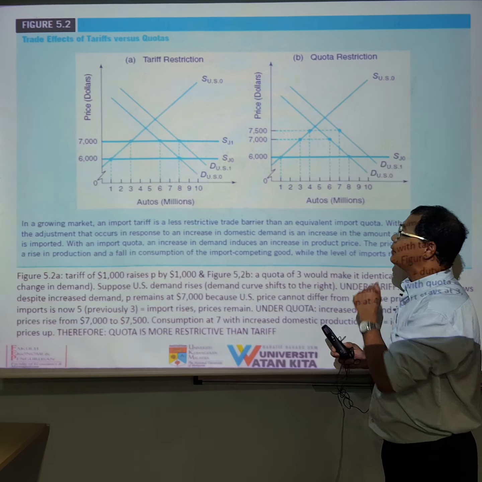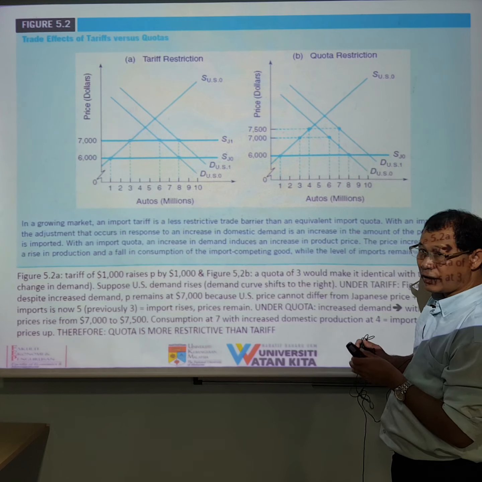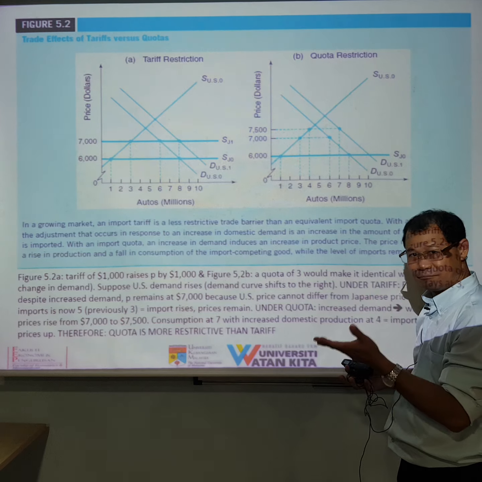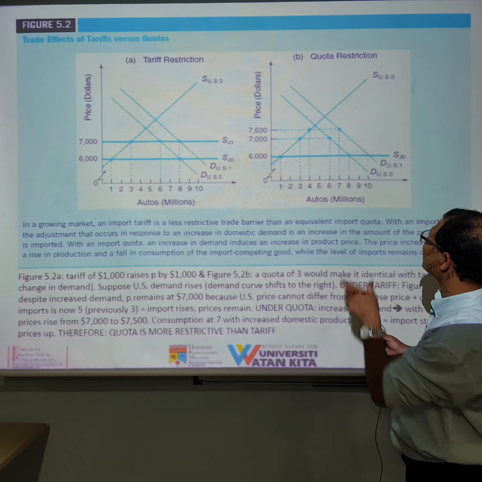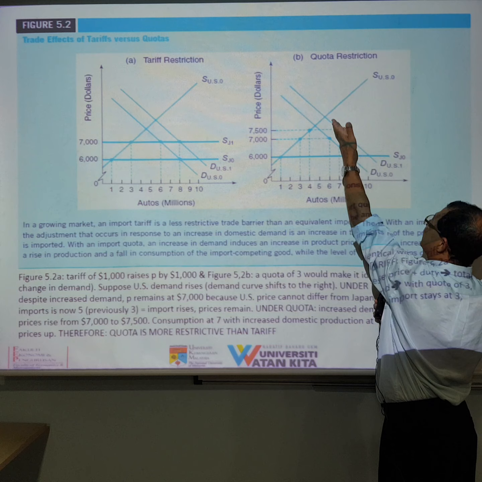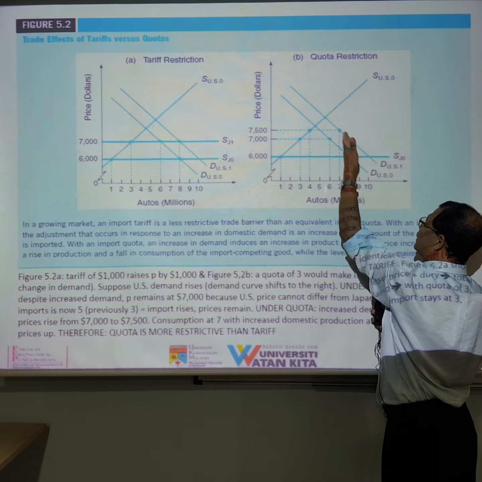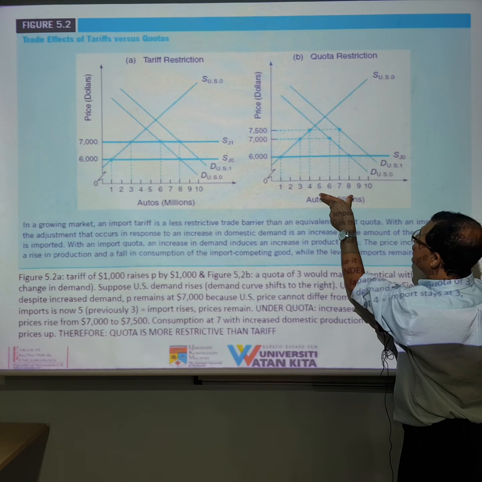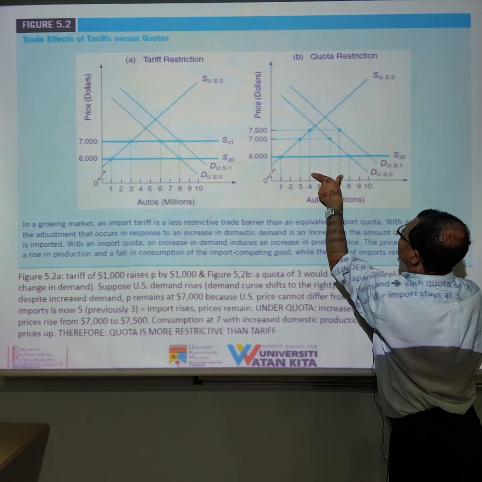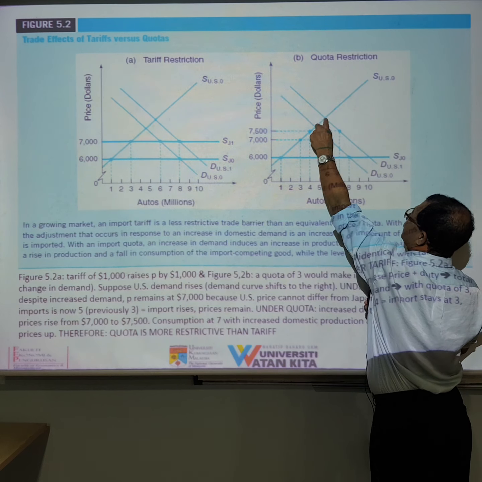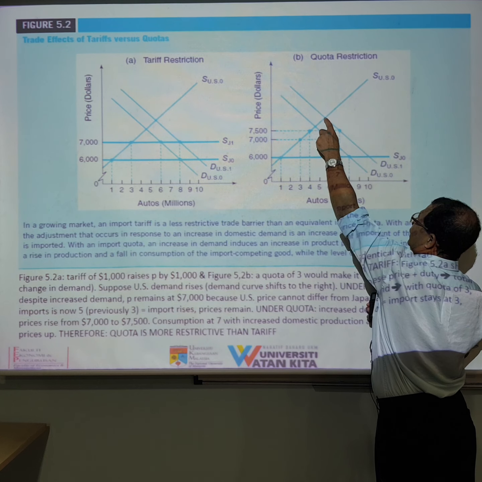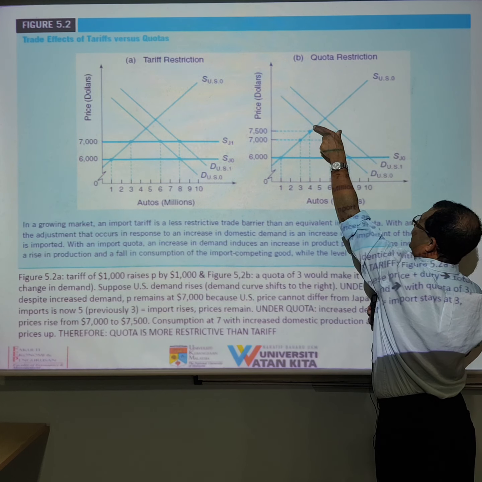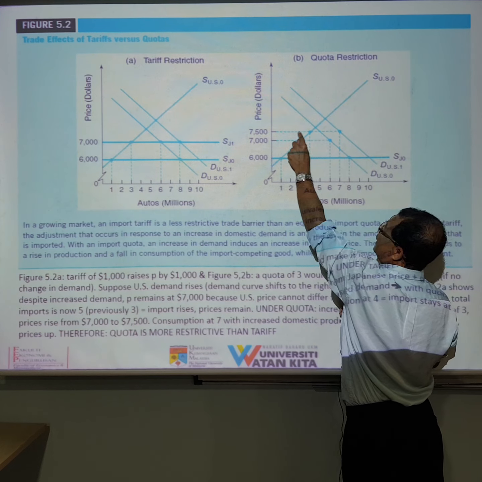And then, next, let's look at quota. Quota, as I've shown you many times, this is the new demand curve because of the increase in demand. So we have to bring this here, the intersection. We want to bring up 3. Yes, it intersects here. So we bring this line.